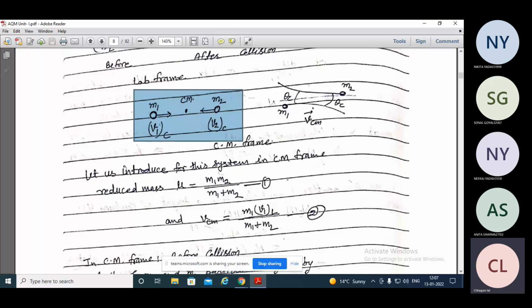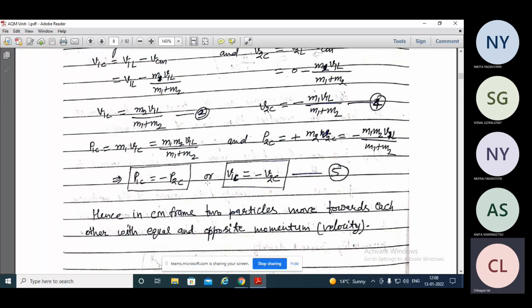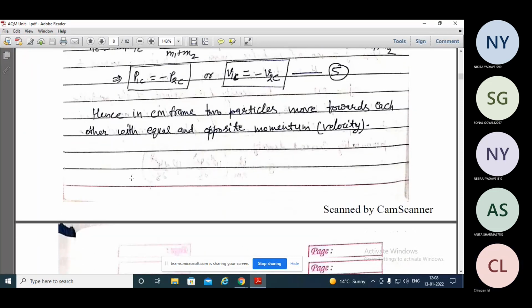So here we can represent M1 and M2 particles. These are going towards each other. Now if we have some kind of assumption, suppose the masses of both particles are near about the same, then we can represent V1C equal to minus V2C. So if M1 is approximately equal to M2, then V1C equals minus V2C. This is again the main important result for our calculation.